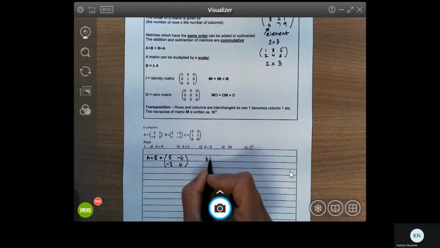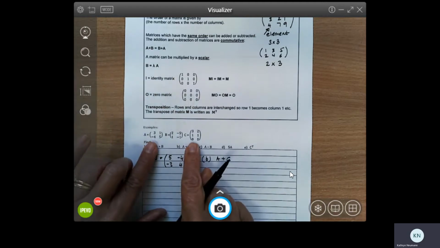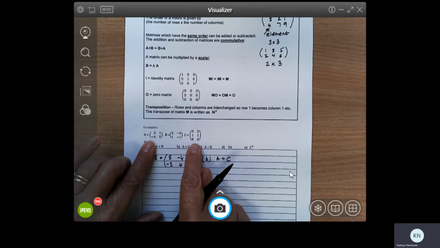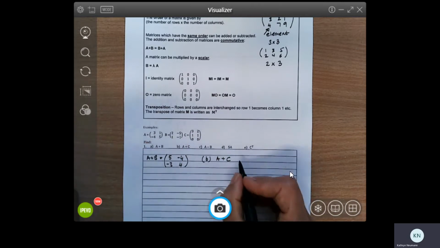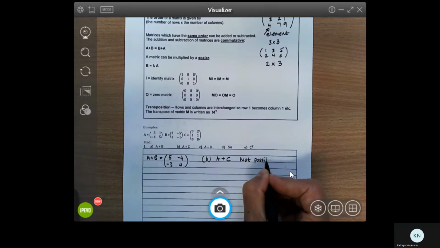For question B, we're asked to add A plus C. Now if you look at A and C, they have different orders. If we tried to add them, we would run out of things to add here. So that is not possible to add, not possible.